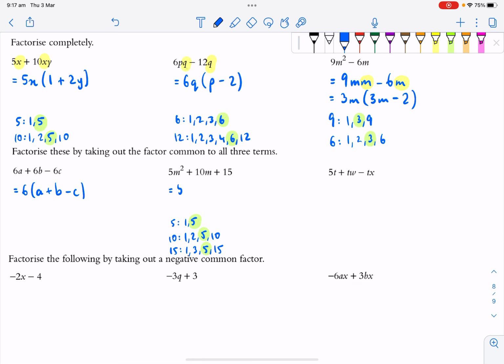So that means 5 will be a common factor. I check for letters. I don't see any letters on this one, and I don't see a letter on this one, so that means there are no common letters. And now I can just open the bracket straight away. And then the first thing I do is 5m squared divided by 5, which is m squared. 10m divided by 5, which is 2m. And 15 divided by 5, which is 3. All right, nice and easy.